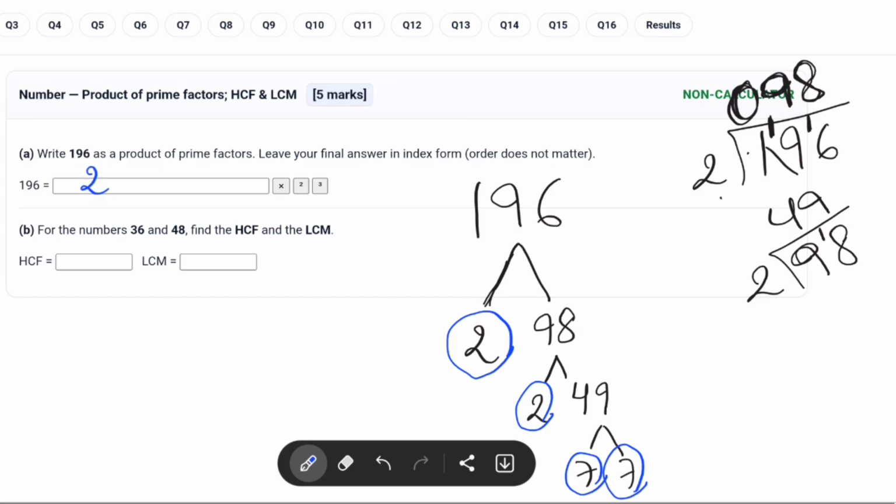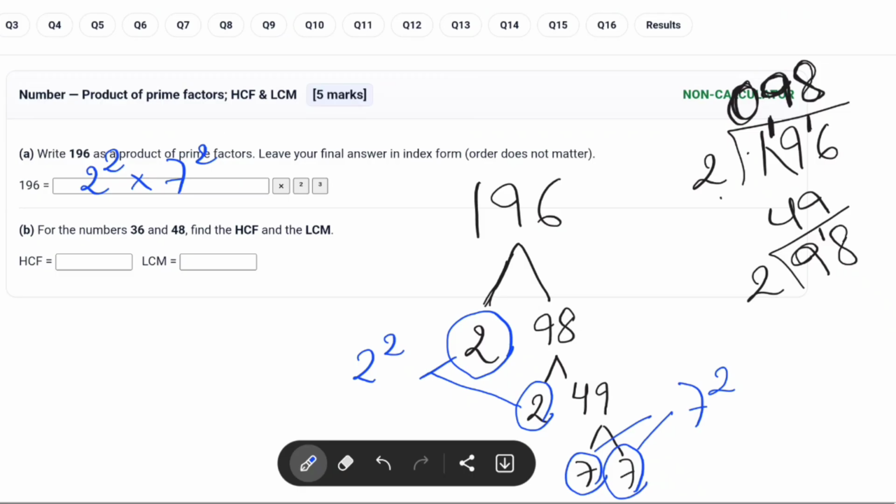When writing down the answer for this exercise, we need to find out how many numbers are repeated. So for example, I can see that there are 2 2's. That is also the same as saying 2 to the power of 2. And 2 7's, so 7 to the power of 2. Now I can write down the answer as 2 squared times 7 squared, and that will be the answer.